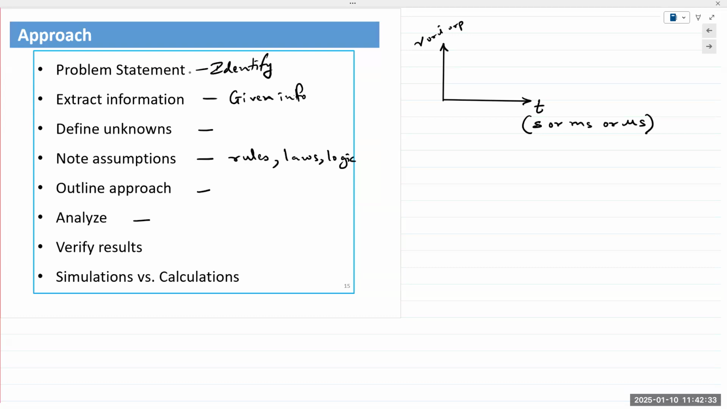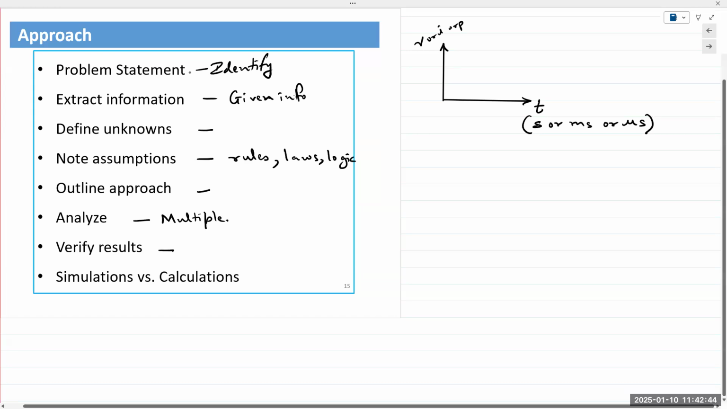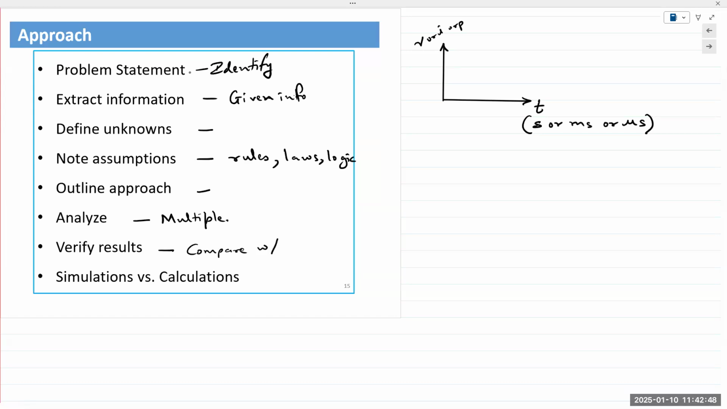If you outline your approach, then you analyze using any method you want. So there'll be multiple methods, multiple approaches. Then you verify your results, compare with your assumptions at the beginning. Do they make sense or not, right?